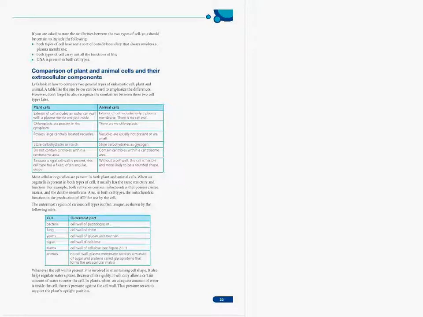Animal cells are not made up of any cell wall structure. They do have something called the extracellular matrix, and this extracellular matrix in the case of animal cells is glycoprotein in nature. When you study the process of immunity or antigen-antibody interactions, you will understand that.